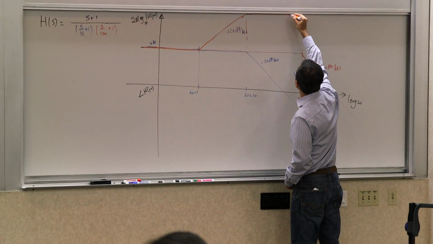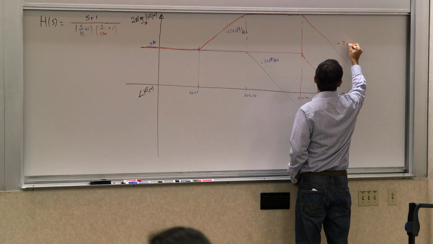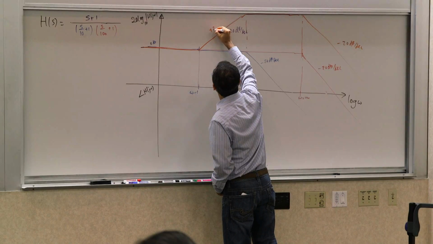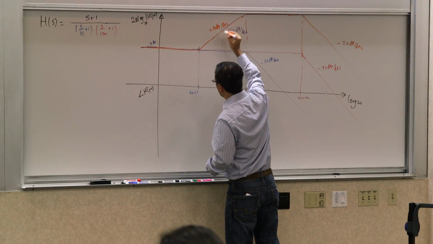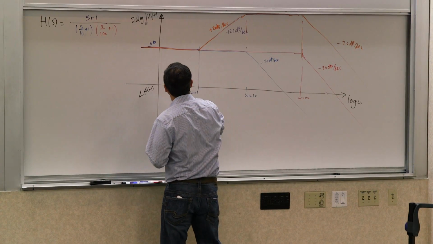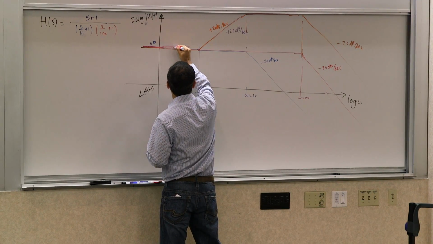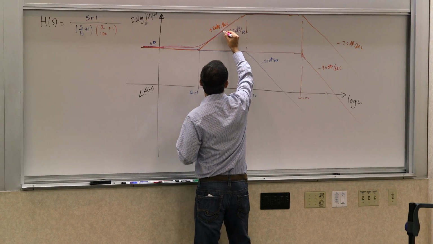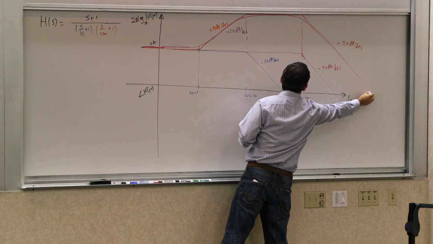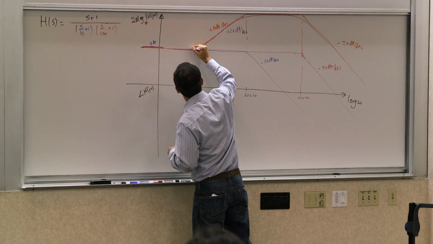right? And then when you get to this point, to omega of 100, you start dropping at negative 20 dB per decade. So this would be a plus 20 dB per decade. So the actual plot will look something like this, if you really wanted to plot it. Go like this, and then it would become flat, and then it goes there, and then it's just dropping. This is a little closer.